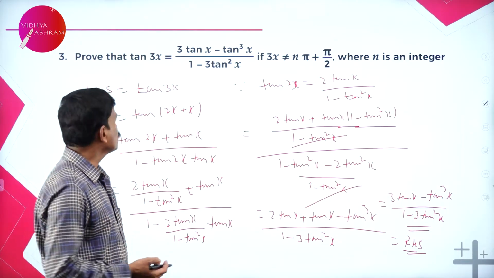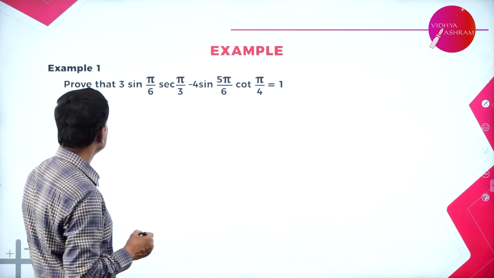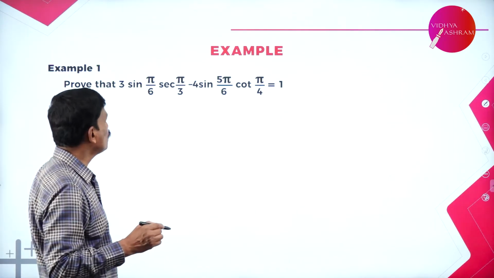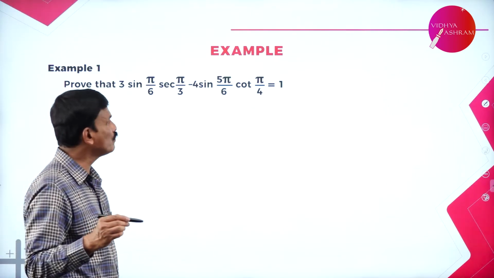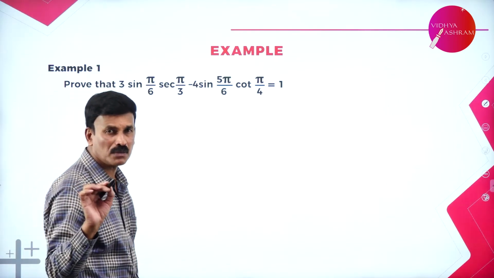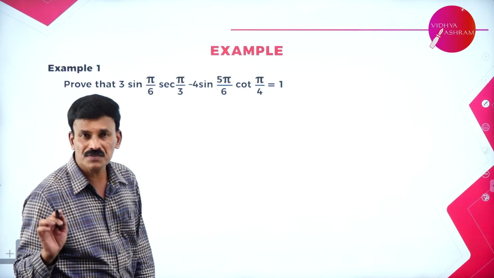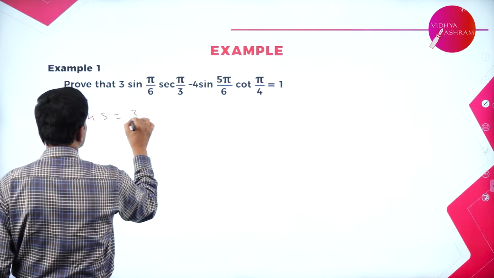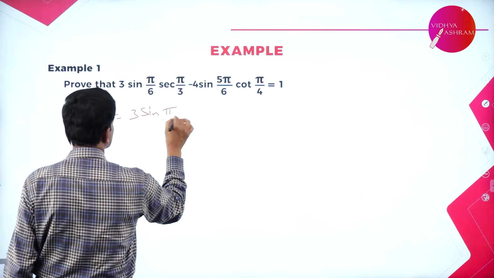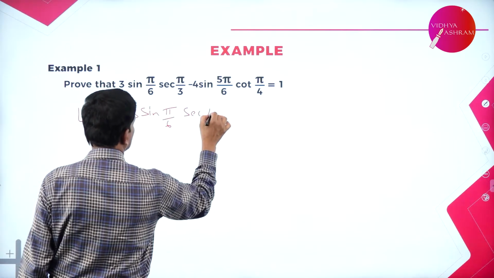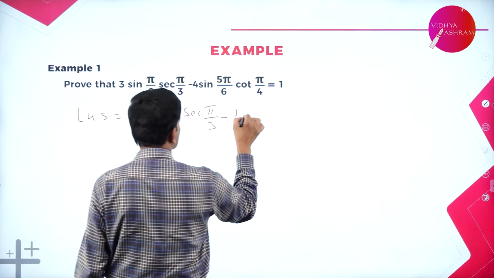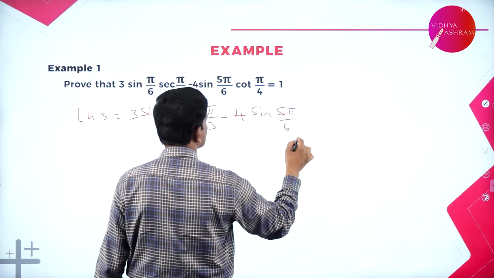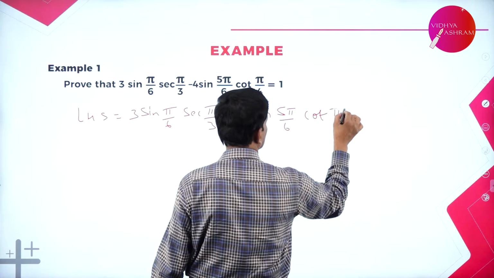Now let us come to the next problem. Prove that 3 sin pi by 6 into secant pi by 3 minus 4 sin 5 pi by 6 into cot pi by 4 is equal to 1. Very simple problem. Just substitute the values of standard angles. That's it. Now what is LHS? Write down the LHS: 3 sin pi by 6 into secant pi by 3 minus 4 into sin of 5 pi by 6 into cot of pi by 4.